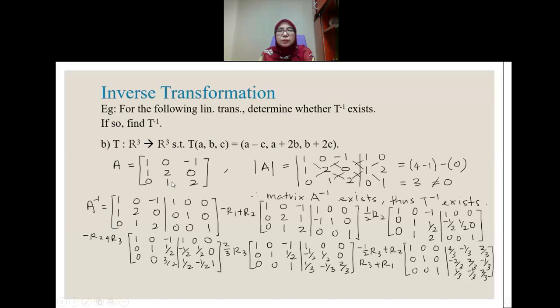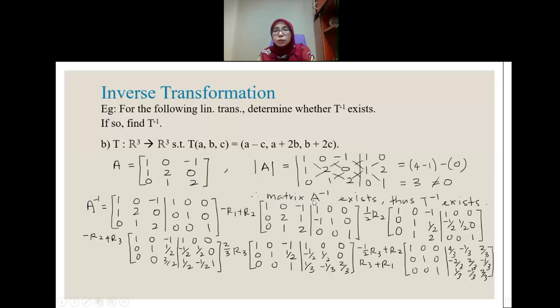For size 3 by 3, the working is longer than for a matrix of size 2 by 2. To find the determinant of A, you can use Sarrus, and here I use Sarrus. You can also use cofactor expansion. Here the determinant of A is equal to 3, which is not equal to 0. So you should write the conclusion for this work: therefore, matrix A inverse exists. Thus, T inverse exists.